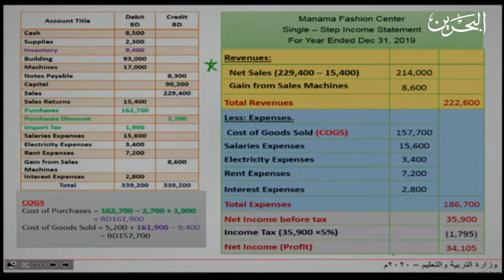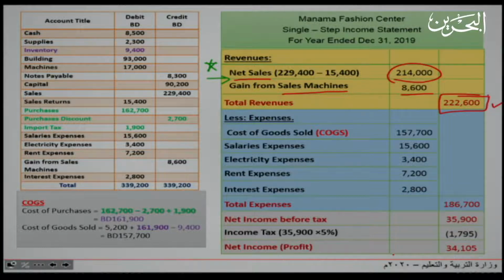In the revenue section, firstly, I will put the net sales, and I know before how I can get the net sales. I will take the sales and subtract the sales discount from it, and I will get the net sales of a figure 240,000. Then I will add the gain from sales of machines with a figure of 8,600. Finally, I will get the total of revenue. This is for the first part of the single step income statement.